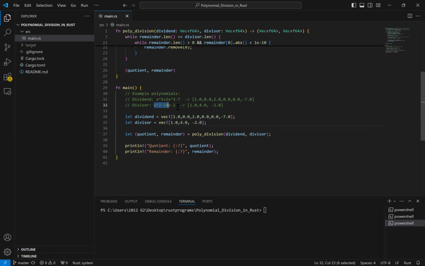Let's come to the divisor. The divisor begins with x squared. How many terms are these? 1, 2, 3. The third term, when x is raised to 2, the coefficient is 1. Then when x is raised to 1, the coefficient is 4. When there is no x, the coefficient is -2. So that's how you enter them.